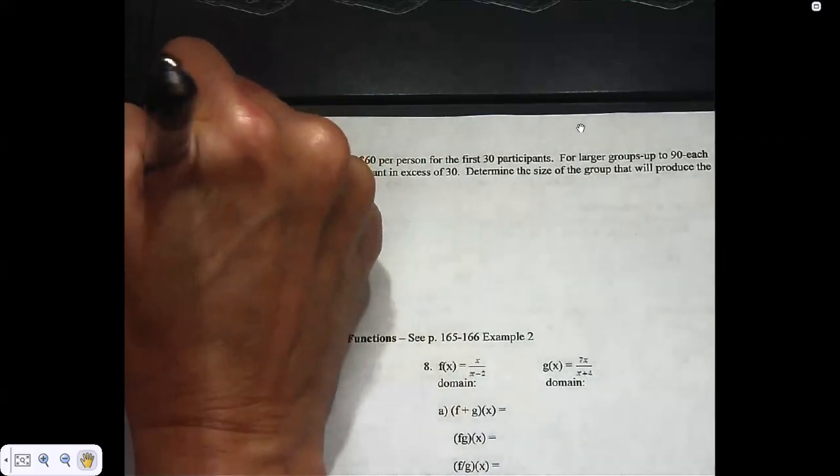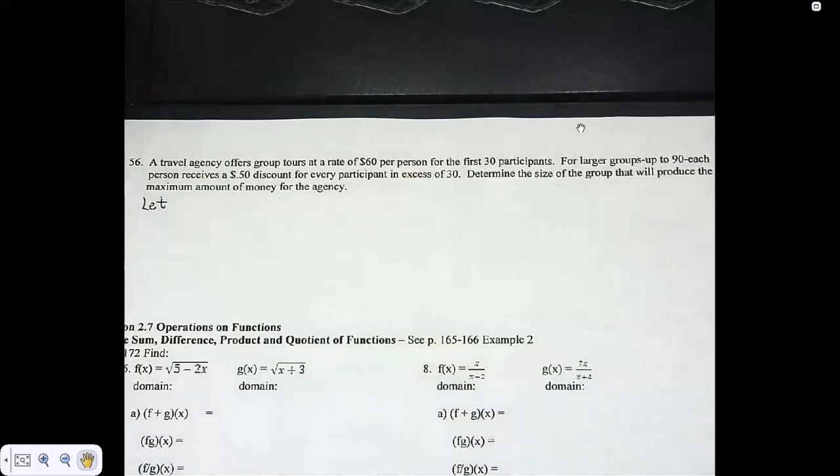What's the question asking for? The size of the group. So let X be the number of people. It's going to take some words here. I don't just read this equation, especially since we're running out of time. I don't just read that and go, well, obviously, blah, blah, blah, write down the equation. If you can, more power to you. But I need baby steps.